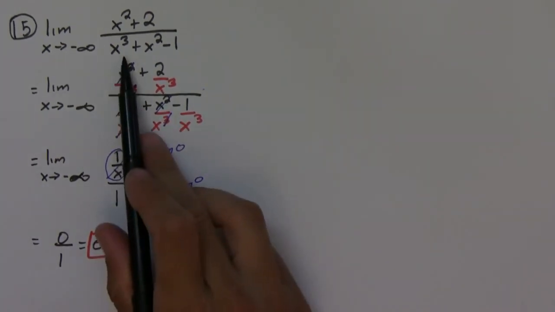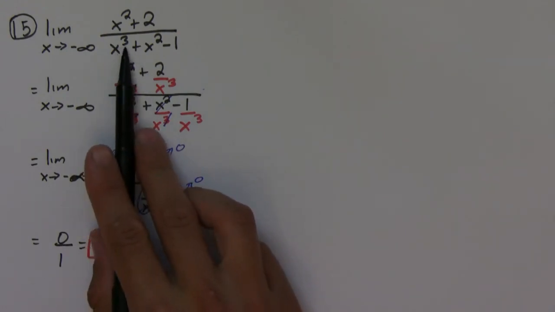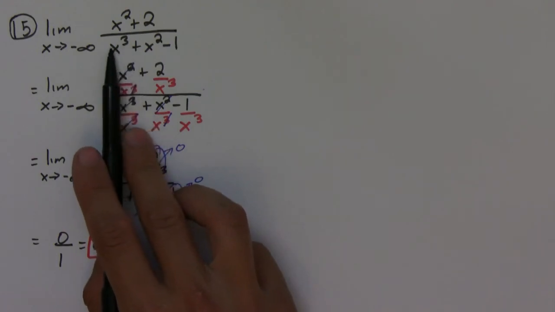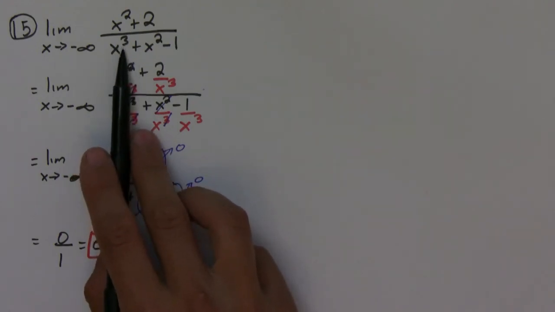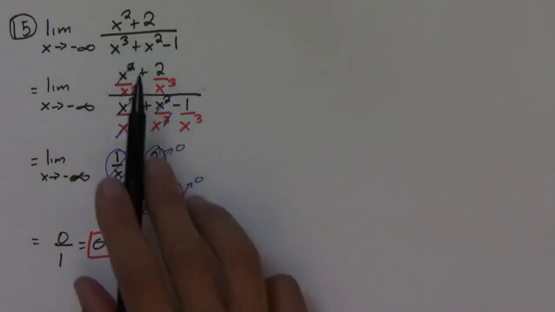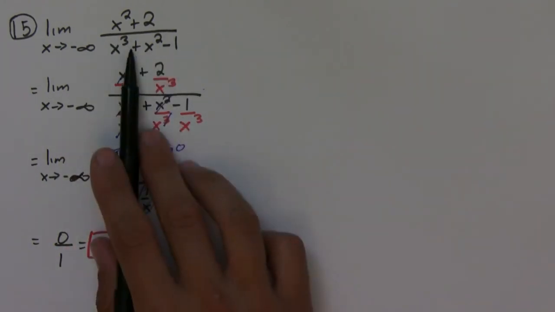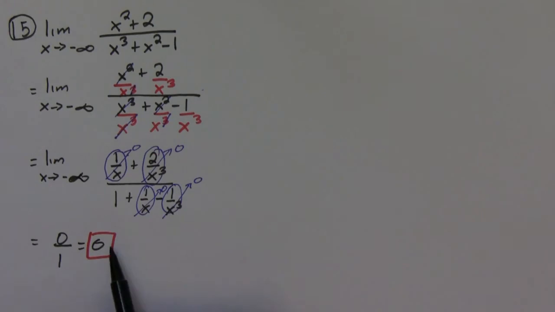And if you look at the very beginning, you could notice that the degree on the denominator is bigger than the numerator. And well, that means that this term is going to overcome the entire fraction, and the whole thing is going to get smaller and smaller and smaller. So that's why it went to 0.